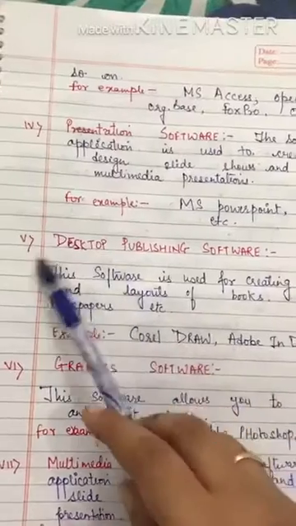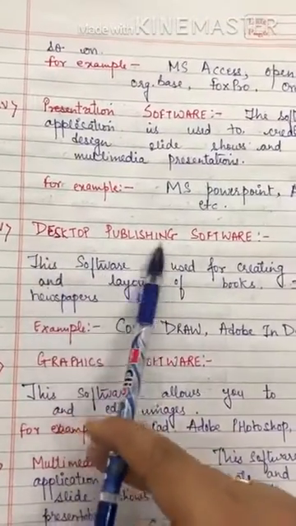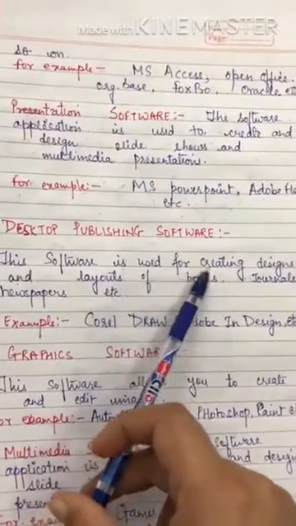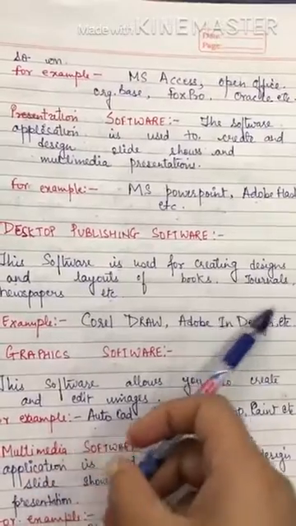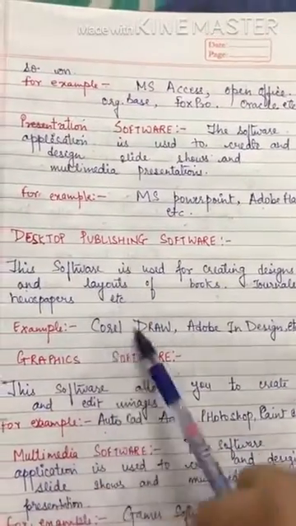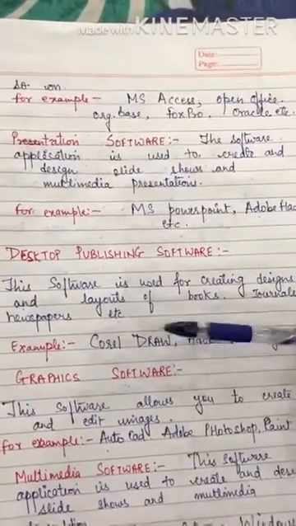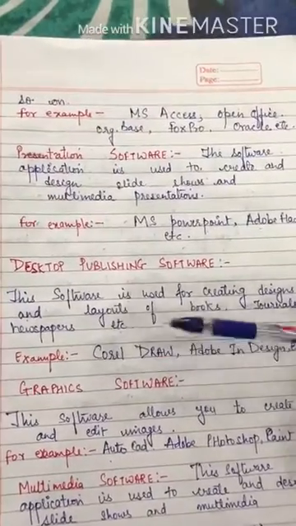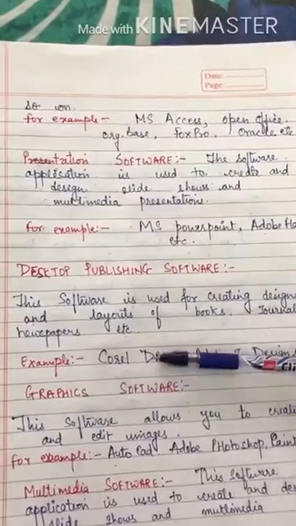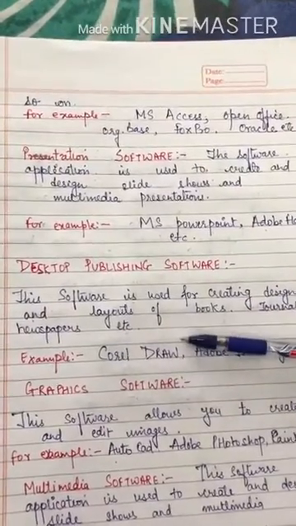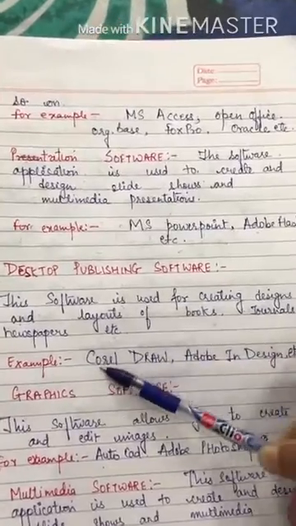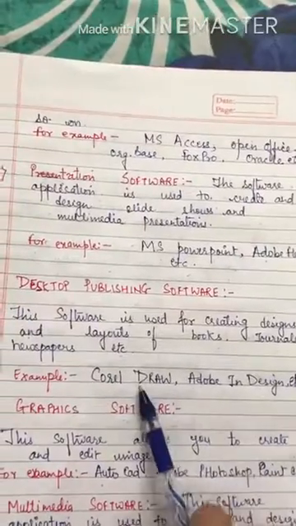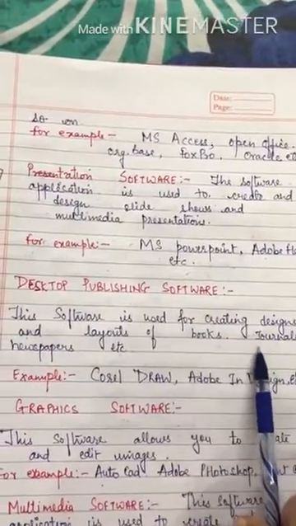Okay children, today's fifth topic is desktop publishing software. What do you mean by desktop publishing software? This type of software is used for creating designs and layouts of books, journals, newspapers, etc. These applications help you to combine both text and graphic features to design professional documents like newsletters, printed forms, advertisements, books, posters, magazines, etc. Examples are CorelDRAW, Adobe InDesign, etc. These are the software that help in creating designs.